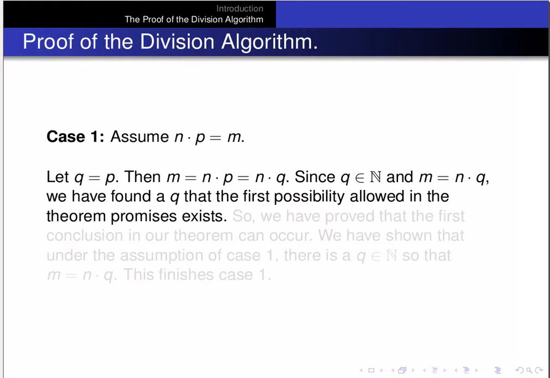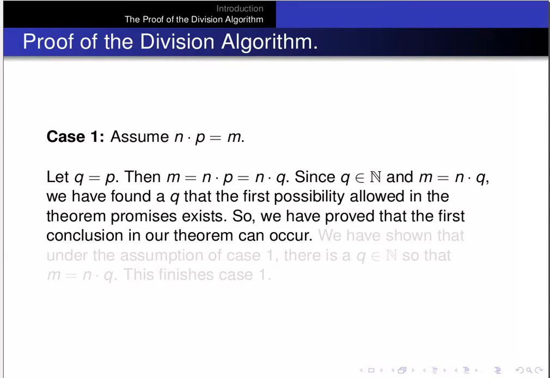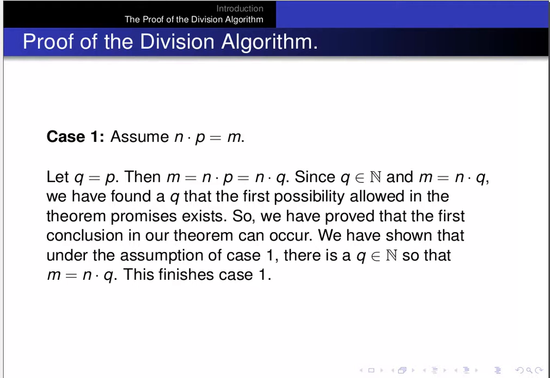All right, in the case we have here, case 1, we'll just take that q to be p. And then that's it. We've proved that the first conclusion in our theorem can occur. So under the assumption of case 1, we've shown that there's a quotient q in the natural numbers so that m is equal to n times q. And that finishes case 1. So now let's deal with the slightly more complicated case 2.